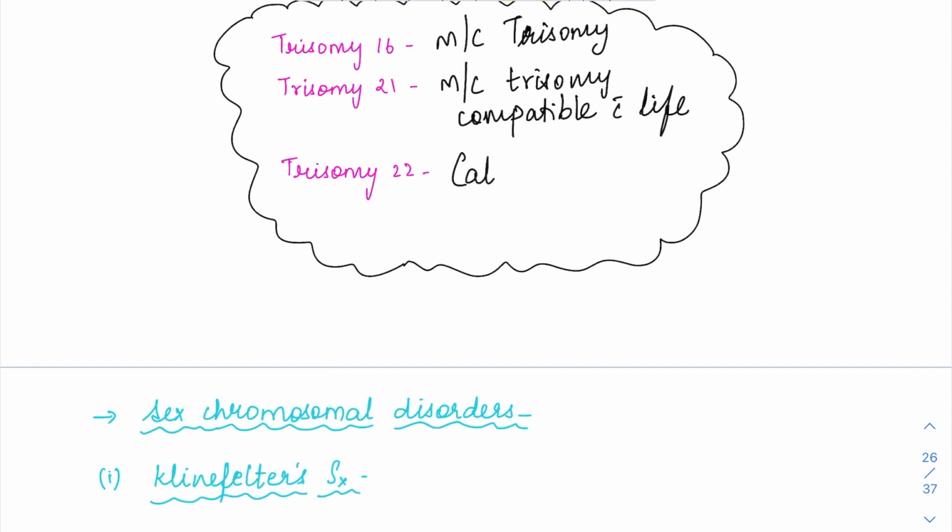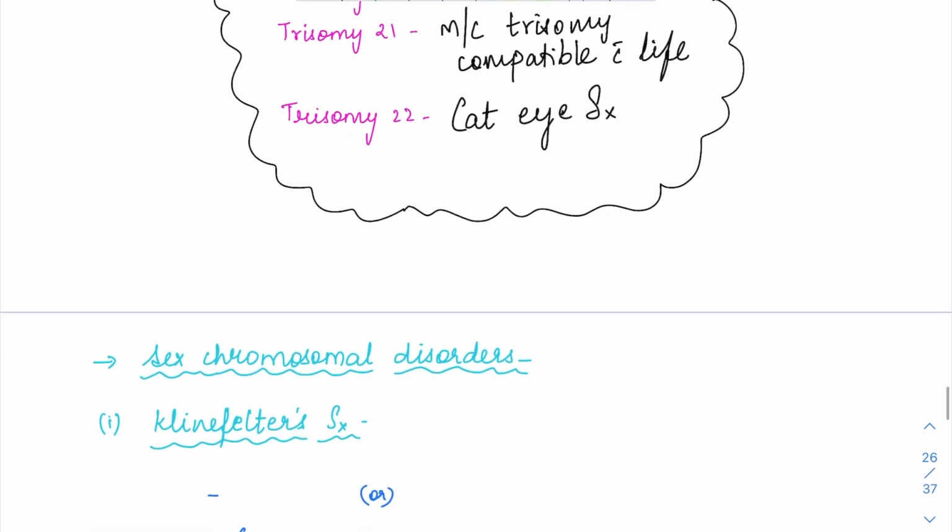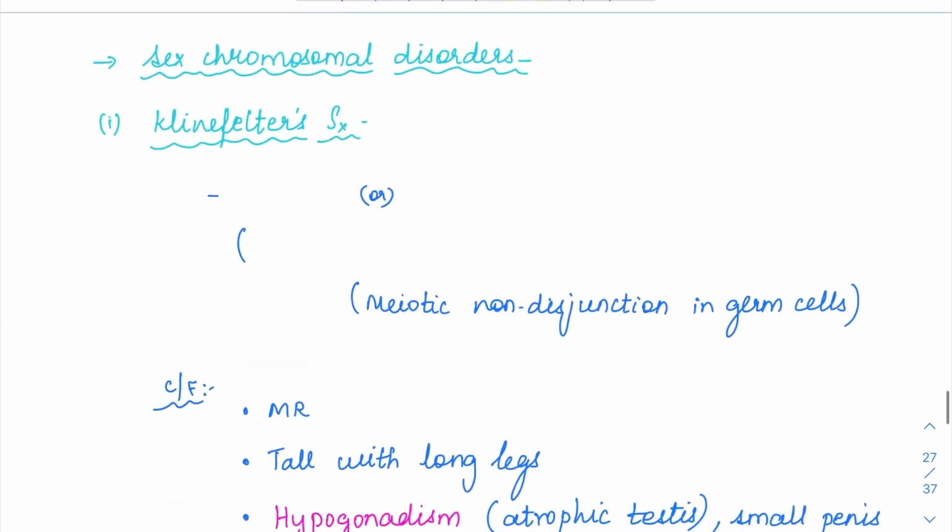Trisomy 22 is also there, which is called cat-eye syndrome. Cat-eye syndrome because in trisomy 22, they are going to have multiple vertical colobomas. So this keyhole-like deformity is there, right? That is going to give the appearance of a cat's eye. So multiple vertical colobomas will be present in this trisomy 22. That is why it is given the other name, cat-eye syndrome.